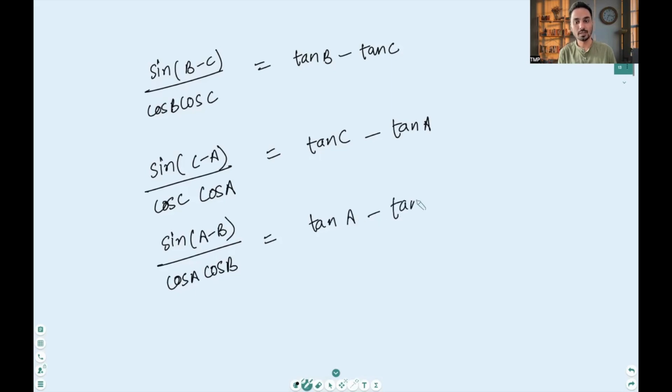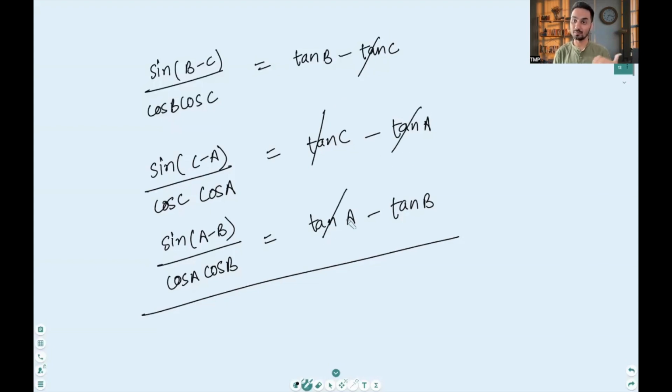If we add all these terms, we see that we have tan c and minus tan c, they will cancel out. We have tan a and minus tan a, they will cancel out, and tan b and minus tan b will cancel out. So you will get the sum equals 0. And that is what we wanted to prove.